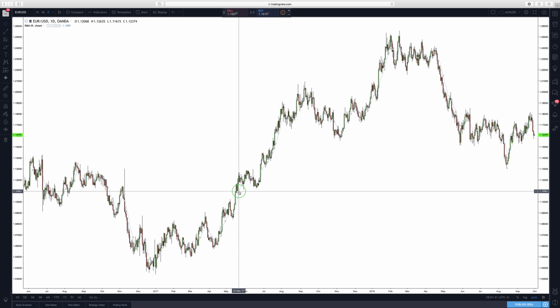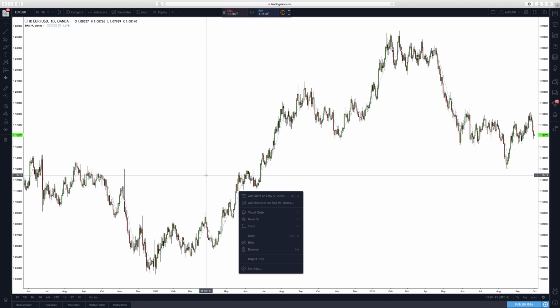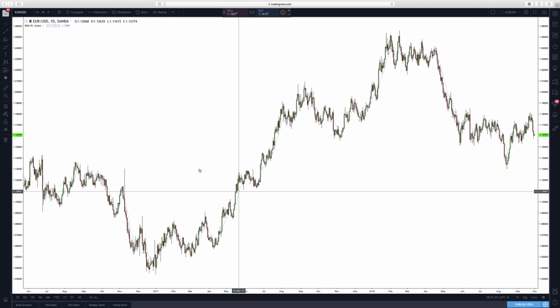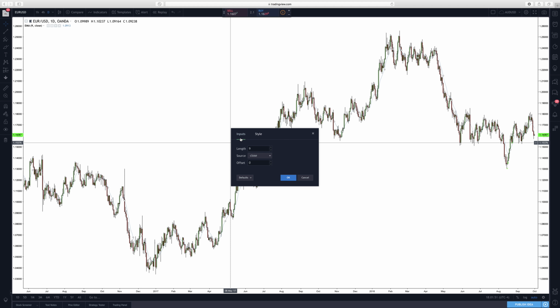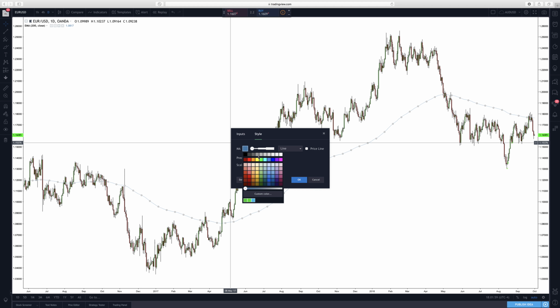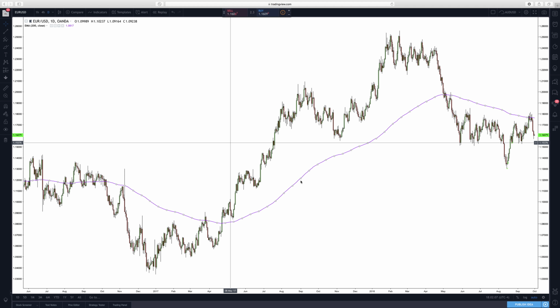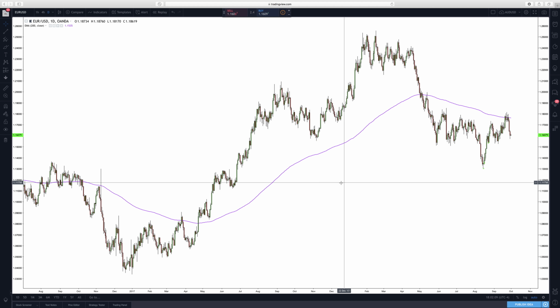And what you're going to do is come up here. You could do it two ways. You could right click it if you like and go right into settings, or you can go right up here on top of this screen, click the little wrench button to format, and we're going to adjust the settings on here. So we're going to go to inputs, type in 200. I'm going to go back to style. Now I like my moving average to be purple. You can have it any color you like, and I make it a little bit thicker so it's easier to see as well. And then we're going to click OK. And there's our 200 EMA.